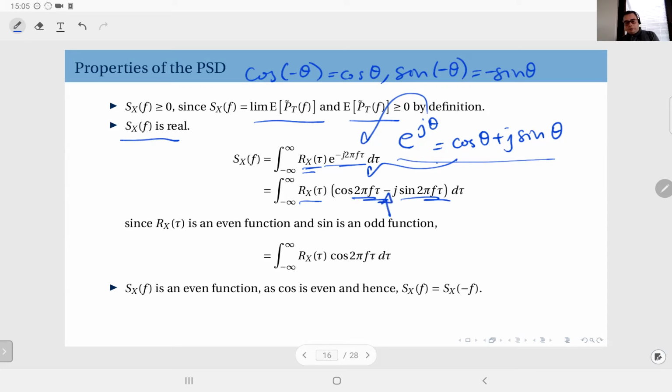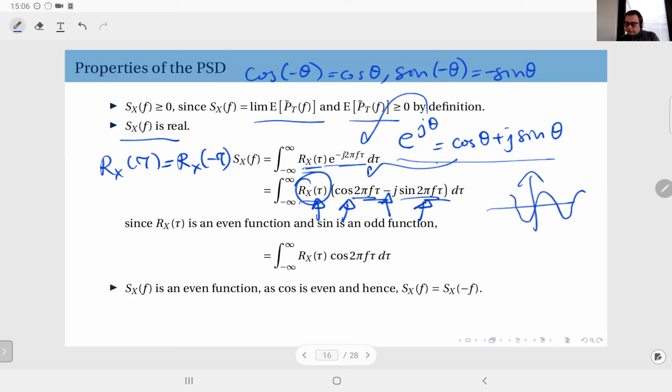Furthermore, for a wide sensation random process x of t, we know that the autocorrelation Rx of tau is an even function. We know that Rx tau equals Rx minus tau. So cosine is an even function, autocorrelation is an even function, and sine is an odd function. What's an odd function? It's symmetrical around the origin. If you remember sine, it's something like this, and if you take this part, it has the negative here. You take the negative values.